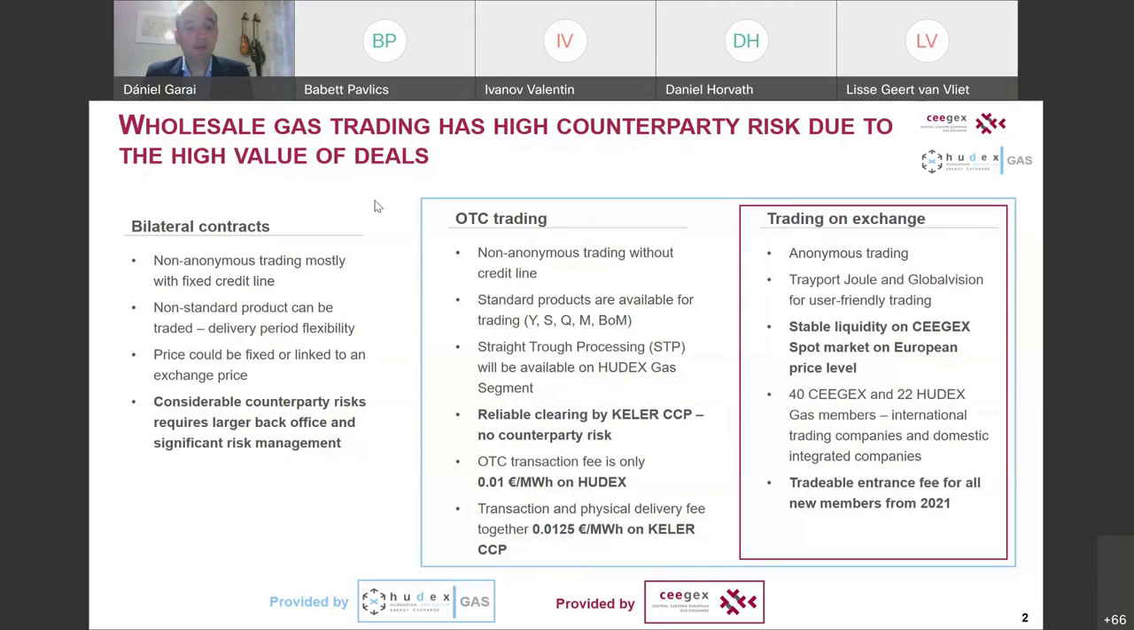You can trade on Tradeport, Joule, and Global Vision tools on our markets. That's basically some of the most known and most well used trading interfaces. We have 40 members on CEEGEX and 22 members on HUDEX Gas, and starting from this year, the entrance fee is fully tradable for new members. So the entrance fee can later be traded.